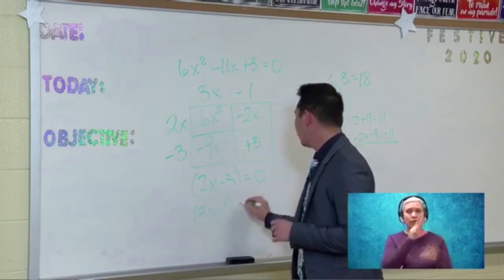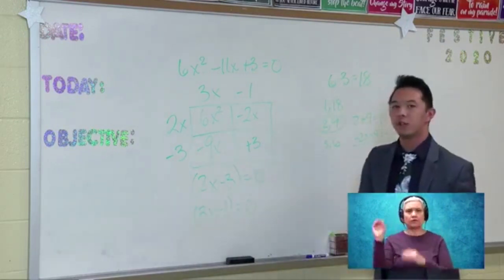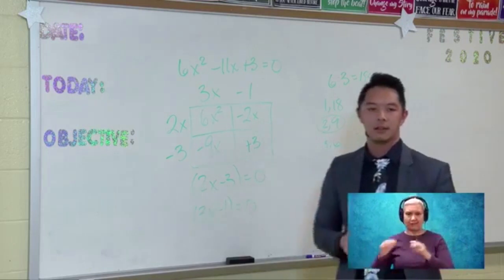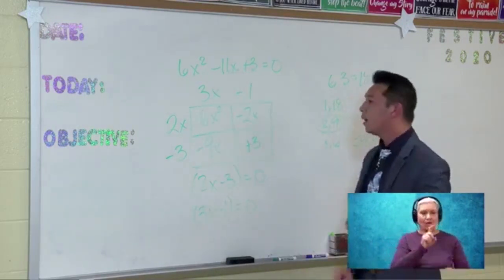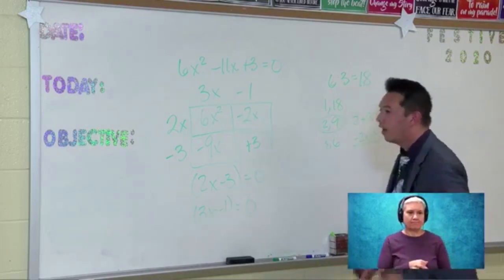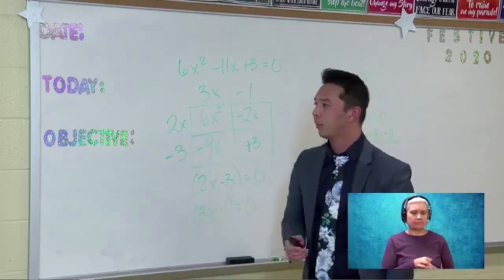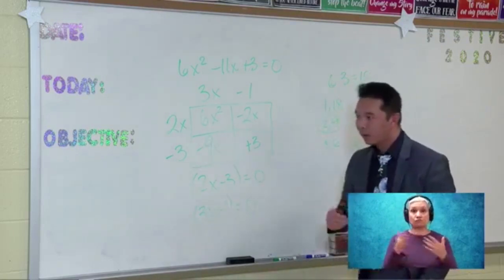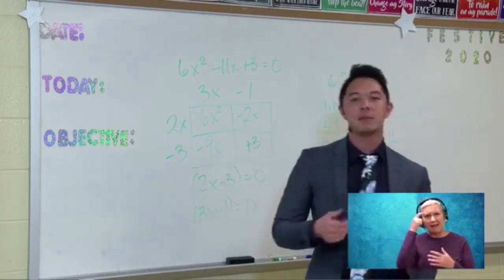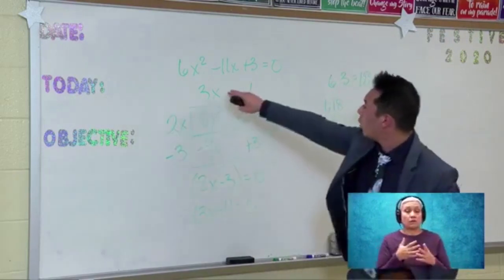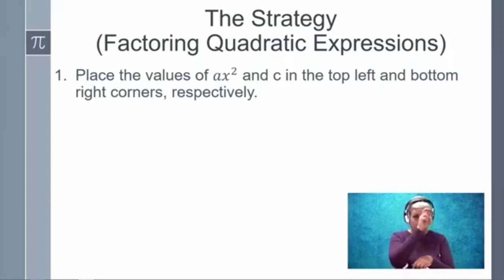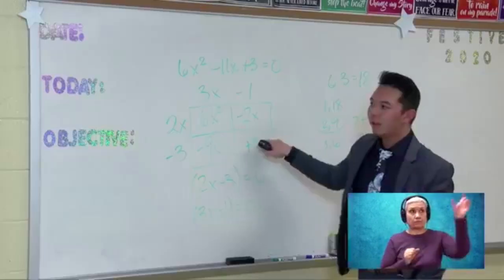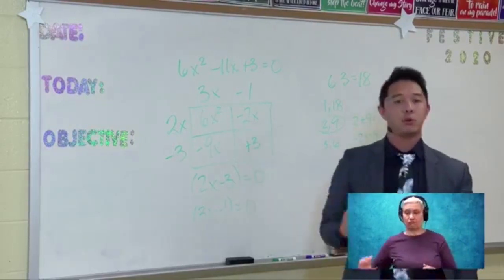3x minus 1 is equal to 0, and we can solve each of those quantities so that we can figure out what these values of x need to be so that we have it equal to 0. So as we look to wrap up, let's think about this strategy and summarize the steps that we've looked at. If we're looking at a quadratic equation in standard form, like I've noted before, we're going to place the values of ax squared, where that x squared term is in the top left, and that c value in the bottom right corners respectively.